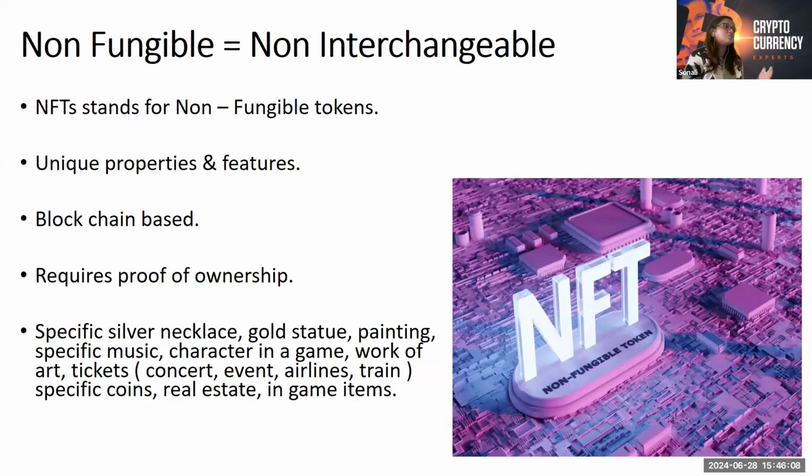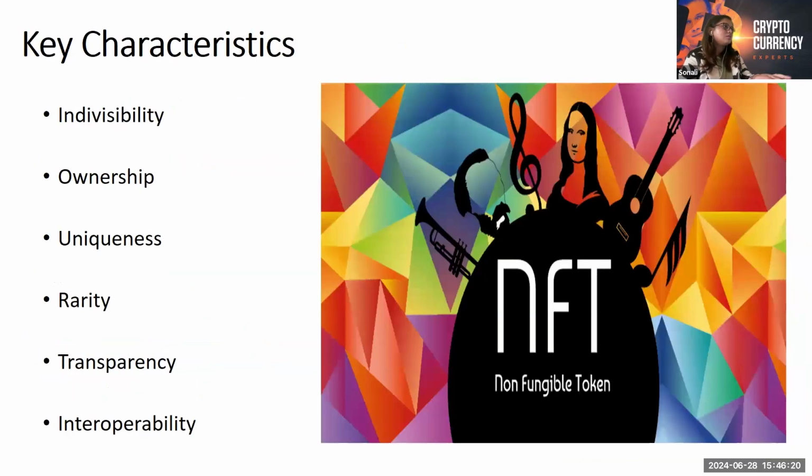But cryptocurrencies are fungible. They can be exchanged with one another and the value will still remain the same. But when you talk about non-fungible tokens, all the tokens are unique. You cannot exchange them with one another. So I'll just go to the key characteristics of non-fungible tokens.